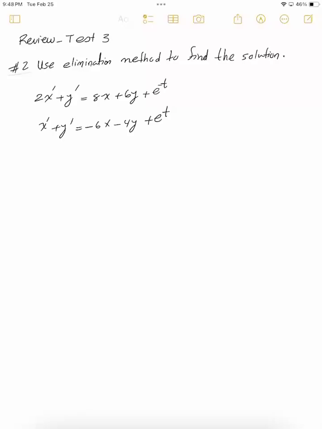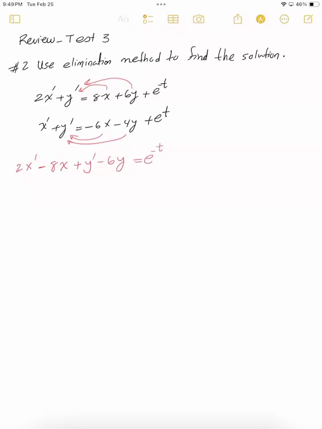This is question number 2 from test 3, and we want to use the elimination method to find the solution. So first of all, we are going to move 8x and 6y to the other side, and negative 6x and negative 4y to the other side. So we get 2x' minus 8x plus y' minus 6y is equal to e to the power negative t.